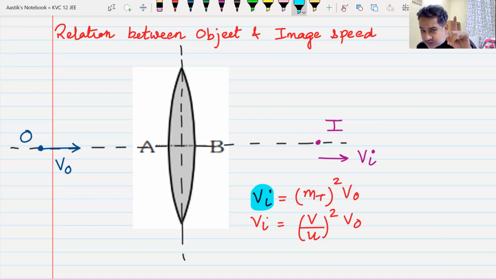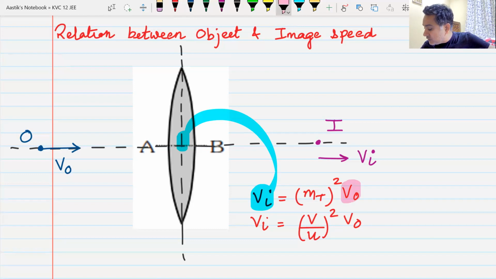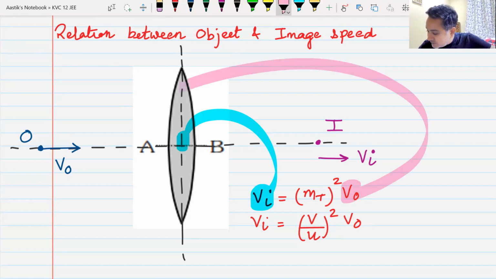That was the thing I did not tell you, and the question that came in JEE Advanced was based on that thing. This VI is the velocity of the image with respect to the lens. Well done. Similarly, this VO is the velocity of the object with respect to the lens. In normal cases, the lens does not move, but in the question that was there, the lens was moving.